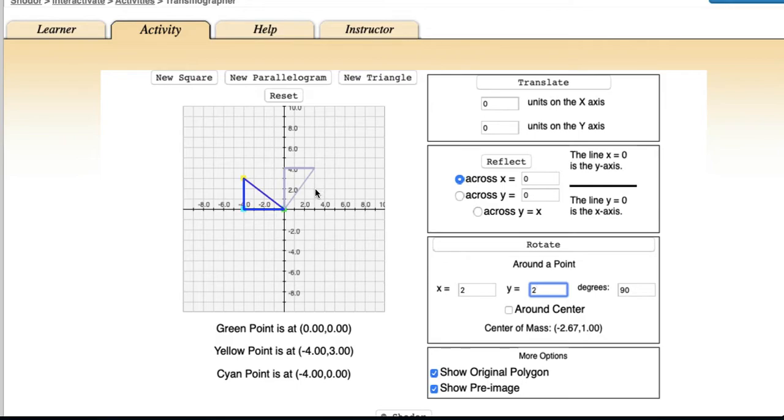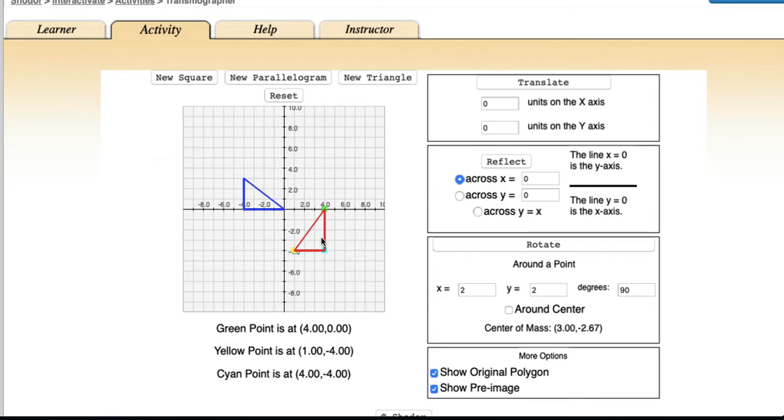And then my yellow, if I'm starting here, is actually 1 up, and 1, 2, 3, 4, 5, 6. So I'm actually going to go 1 to the left and 6 down. So it'll be at 1 and -4. So when I rotate it, that's where my shapes end up being.